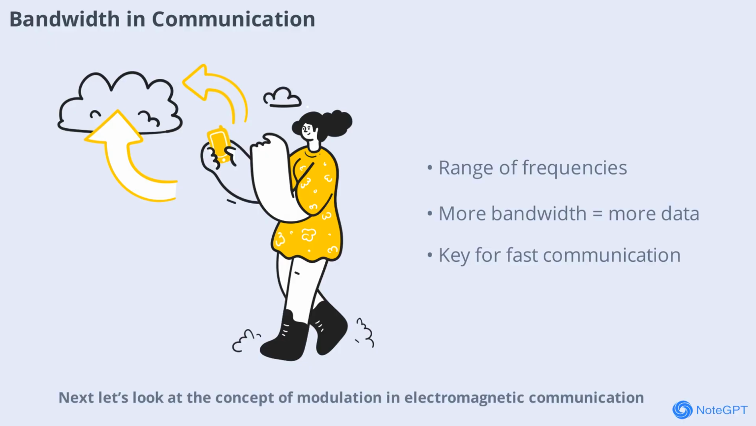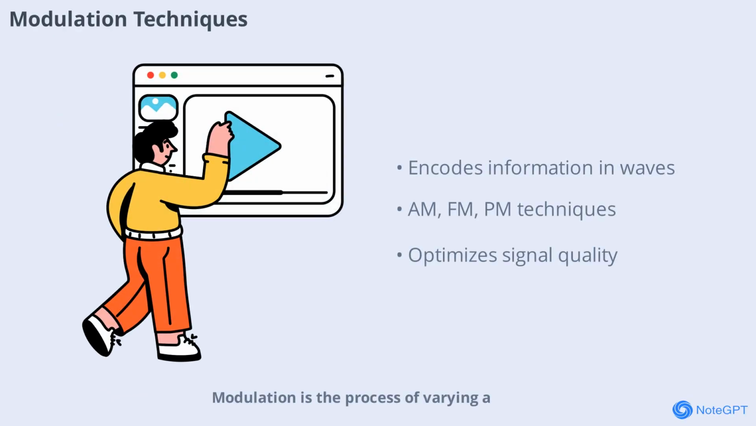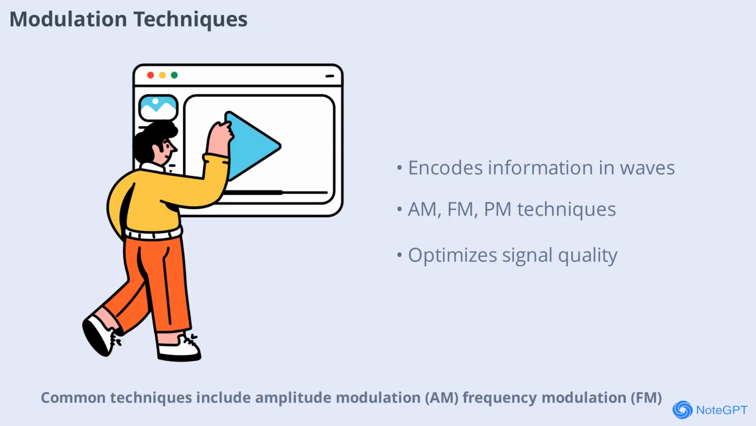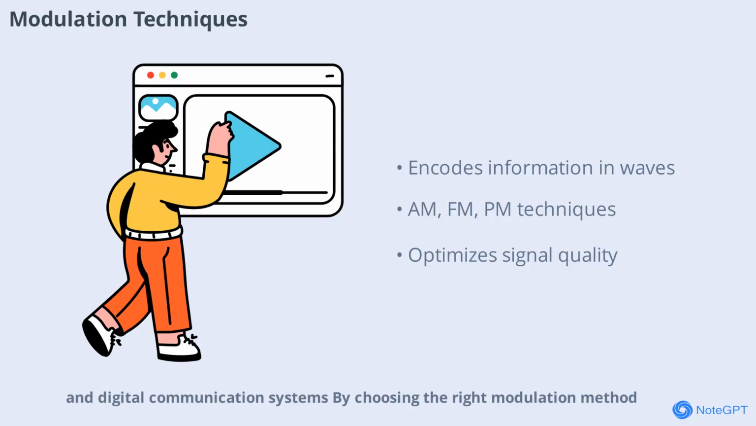Next, let's look at the concept of modulation in electromagnetic communication. Modulation is the process of varying a property of an electromagnetic wave to encode information. Common techniques include amplitude modulation (AM), frequency modulation (FM), and phase modulation (PM). Modulation allows multiple signals to share the same channel without interference. It's used in radio, television, and digital communication systems. By choosing the right modulation method, engineers can optimize signal quality and data rates.